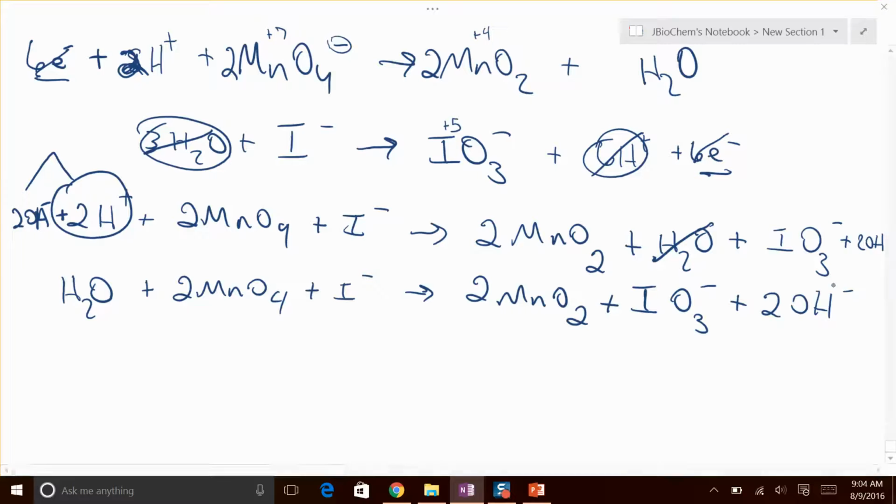Okay, well, we should have H plus only on one side of the reaction. So we add the OH to that side, or we add it to both sides in that same quantity as the H pluses. So 2 H pluses here, 2 OH minus here, so I add 2 OH minuses here to maintain the balance. These turn into waters, so I had 2 waters. I canceled one of them because I had a water on the other side of the reaction. So I was left with 1 water, H2O plus 2 MnO4 minus plus I minus produces 2 MnO2 plus IO3 minus plus 2 OH minus hydroxide.